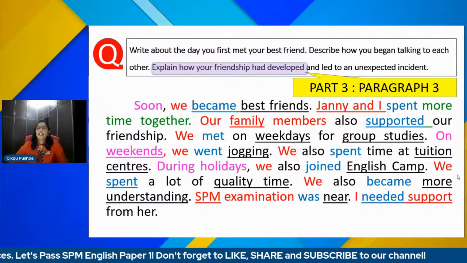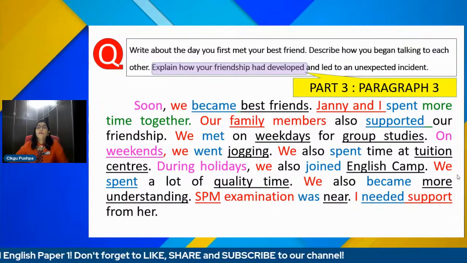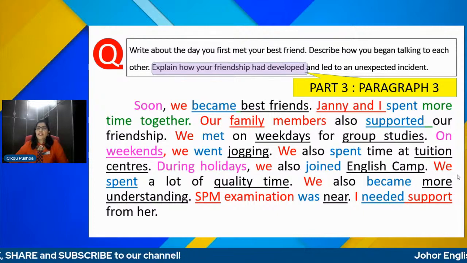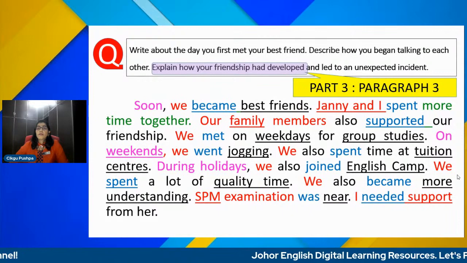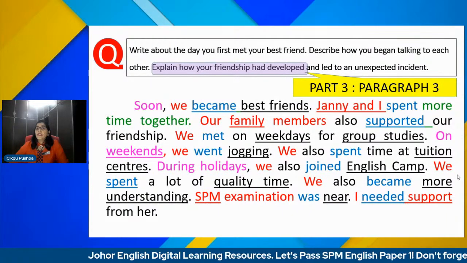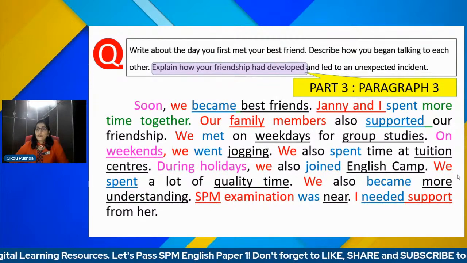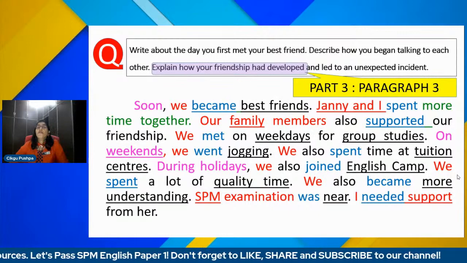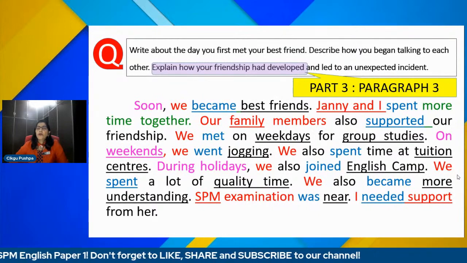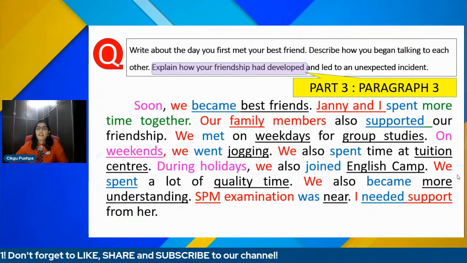So you are done with part 3. Here comes your paragraph 3. Soon we became best friends. Jenny and I spent more time together. Our family members also supported, okay, our friendship and so on. So if you were to notice here, all the underlined words and phrases are actually generated with the help of ACBD BAM. So now you should know why ACBD BAM is very important.